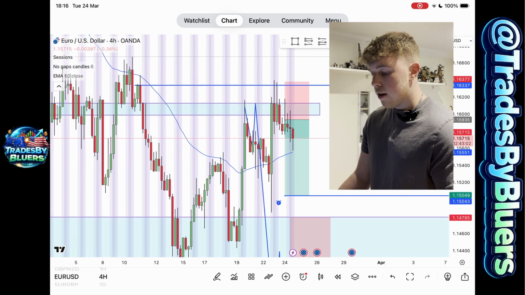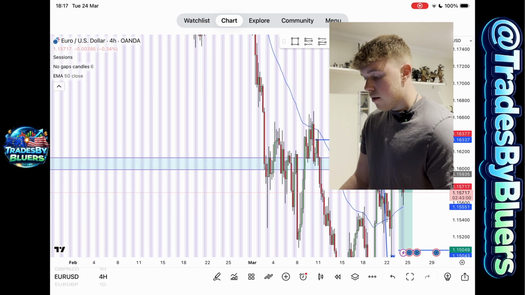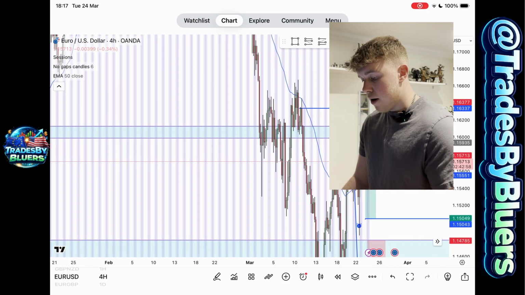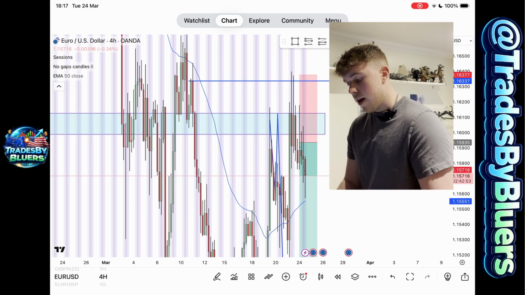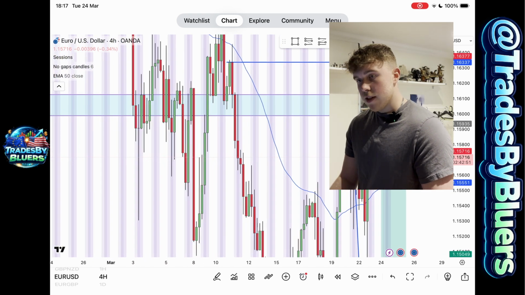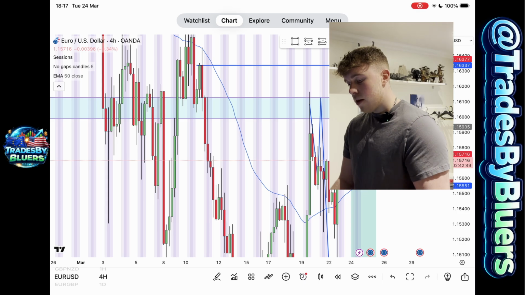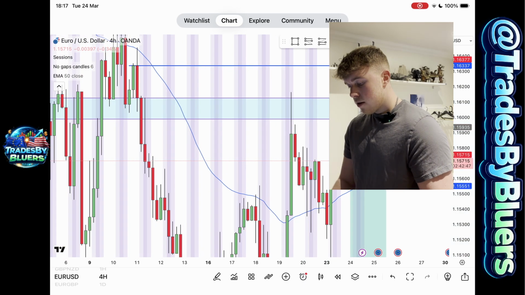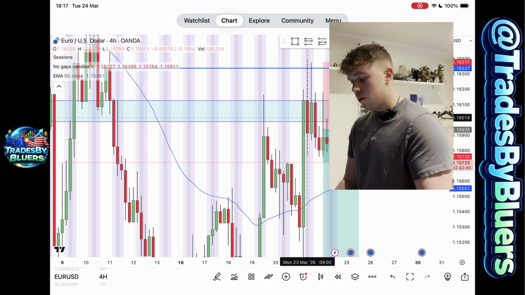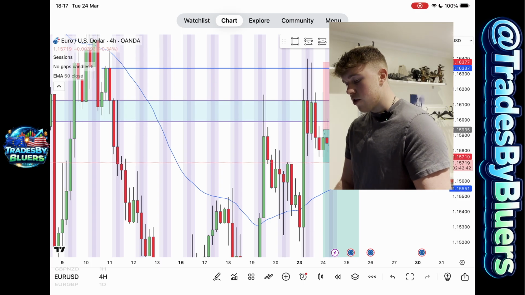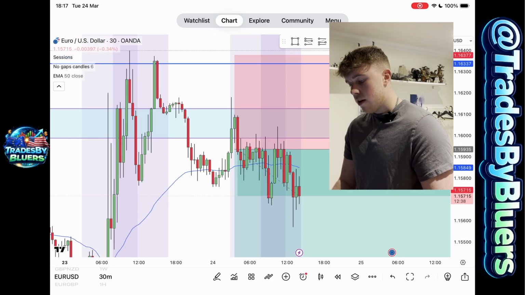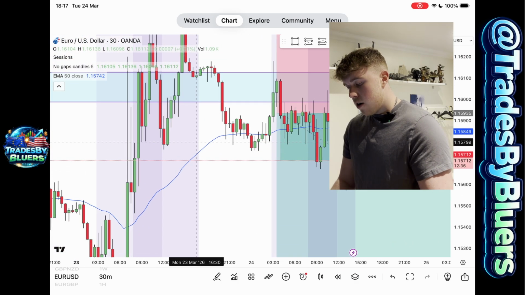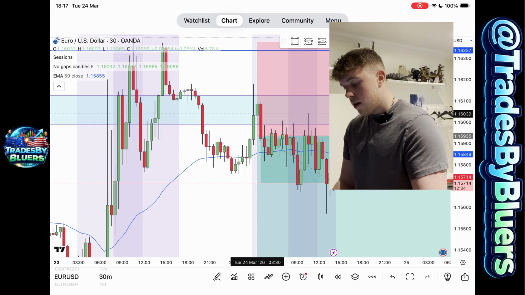So I was looking at this, and I was looking at my daily area of interest that I made, and obviously it's tapped into it over here. We're looking for sells, so we're looking for it to tap into it and reject. So see there's a few 4-hour candles over here that have rejected it, and today I ended up taking this trade after this 30-minute bearish engulfing candle here.